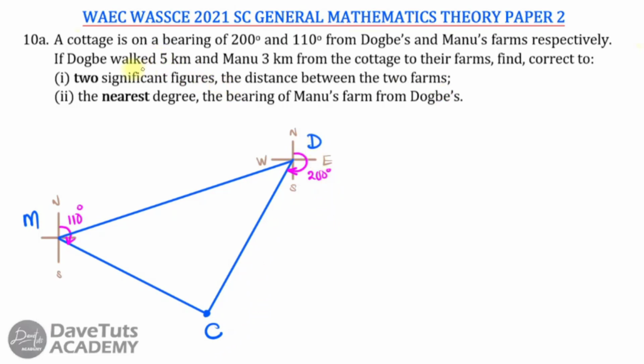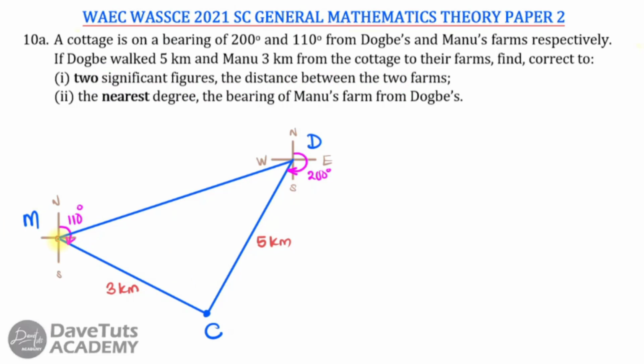To finish up the diagram, we can include the distances. Dogbe walked 5 kilometers to that cottage, so this is Dogbe, this is the cottage, and this is going to be 5 kilometers. Then Manu walked 3 kilometers from his cottage to the farm, so this is 3 kilometers. You can see how I used a shorter distance for Manu as compared to Dogbe, and using the relative positions of the bearings, I'm able to locate this as appropriate. So let's try and solve this and see what we can use to get the distance between the two farms.